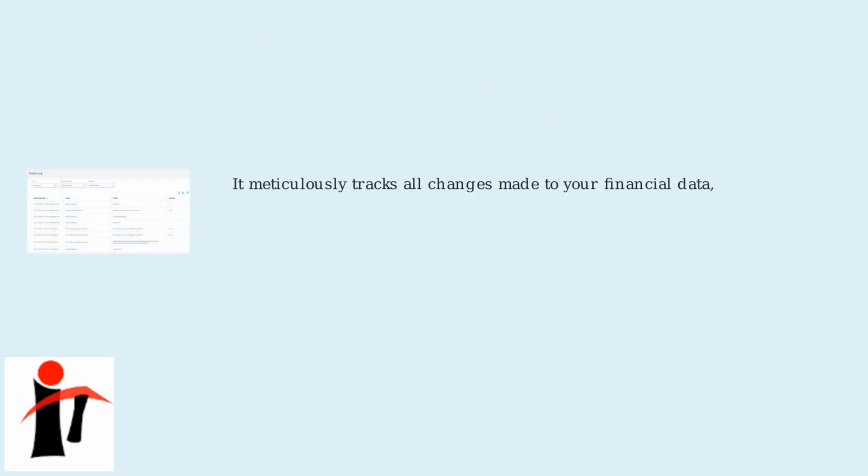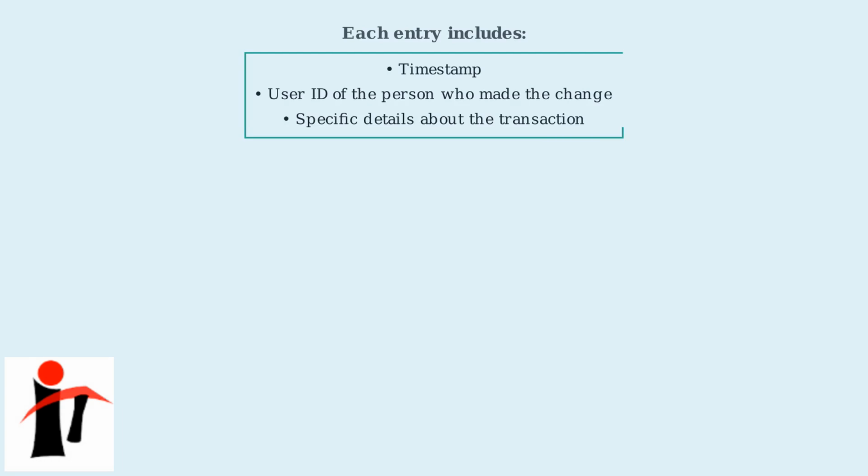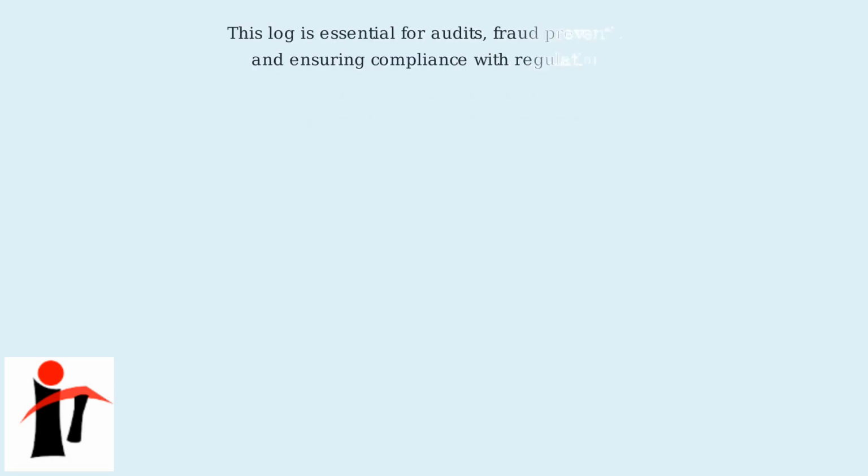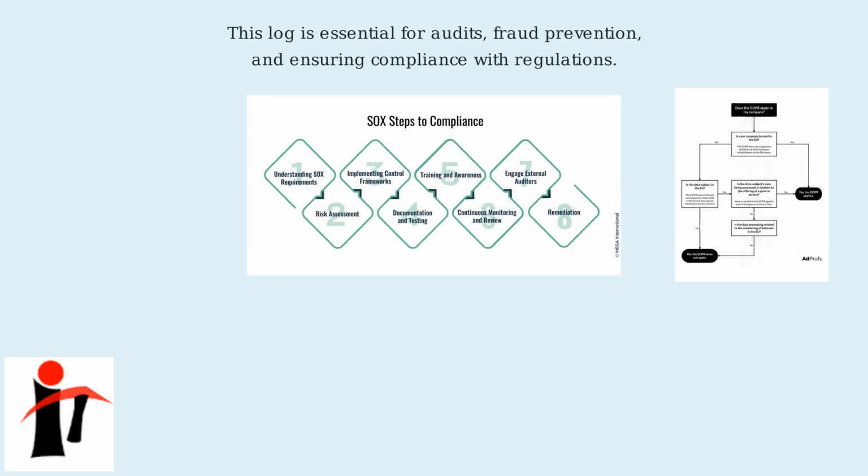The audit log in QuickBooks Online is a critical tool for maintaining data integrity. It meticulously tracks all changes made to your financial data, including expense creations, edits, and deletions. Each entry includes a timestamp, the user ID of the person who made the change, and specific details about the transaction. This log is essential for audits, fraud prevention, and ensuring compliance with regulations like SOX or GDPR.